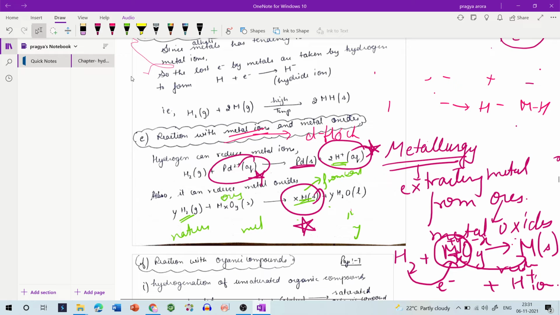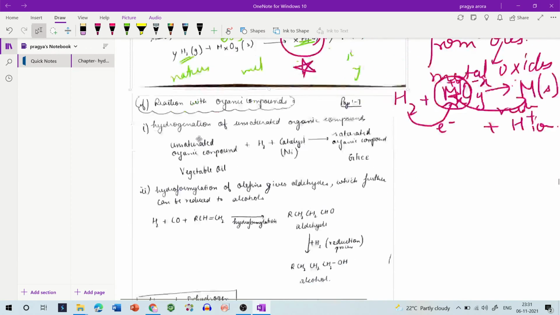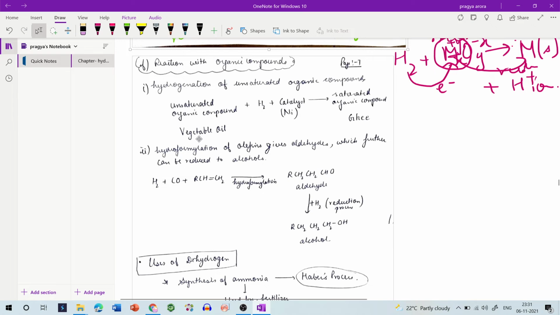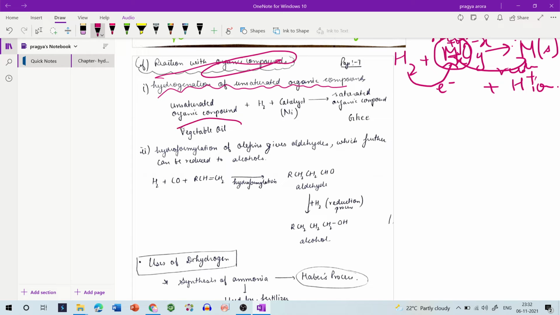Now coming to how hydrogen reacts with organic compounds. Hi, so we are discussing how reactions happen with organic compounds. As we know, a very important reaction is the hydrogenation of unsaturated organic compounds. We have heard from our previous classes as well that vegetable oil contains unsaturated bonds like C double bond C. Alkenes and alkynes are basically unsaturated hydrocarbons.